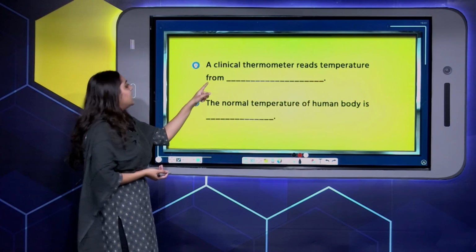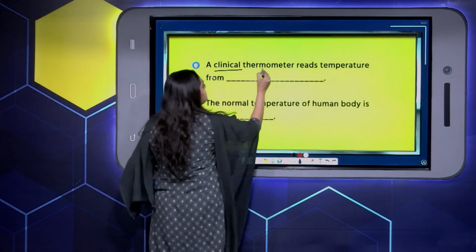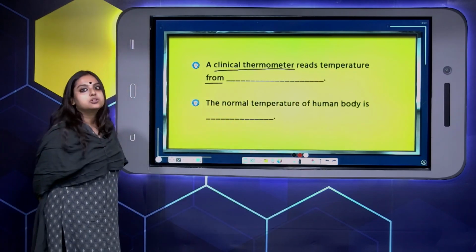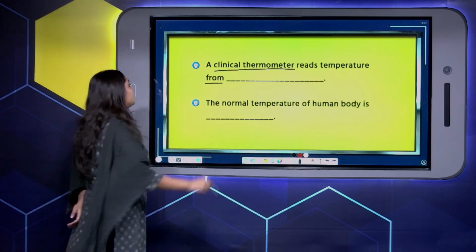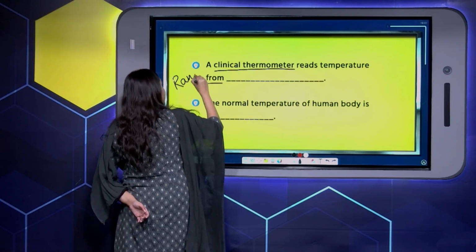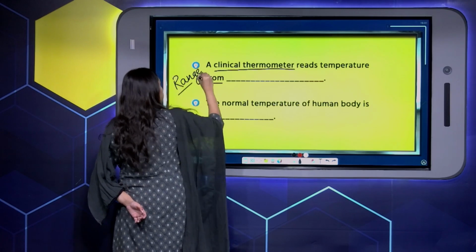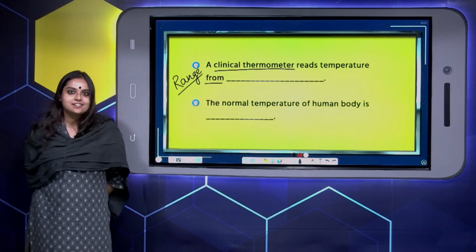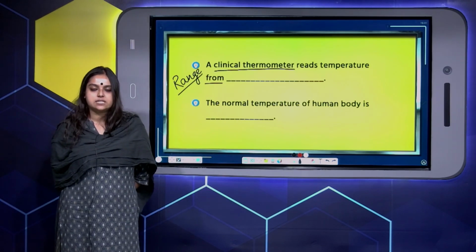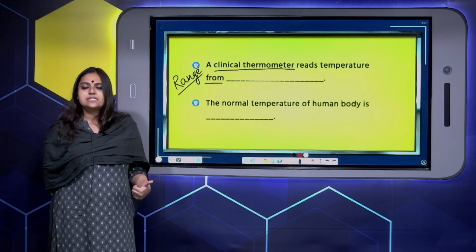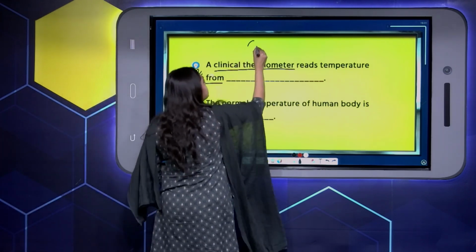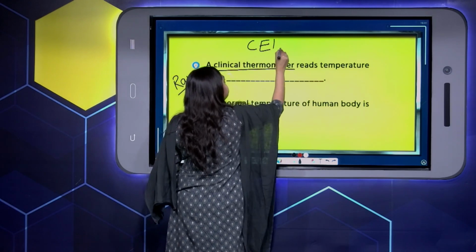Now it says a clinical thermometer reads temperature from... So it wants to know the range. You can say this is the range of a thermometer. Now, there is a question here. Which kind of clinical thermometer is it asking for? Is it Fahrenheit scale? Is it Celsius scale? Let's do the Celsius scale first.